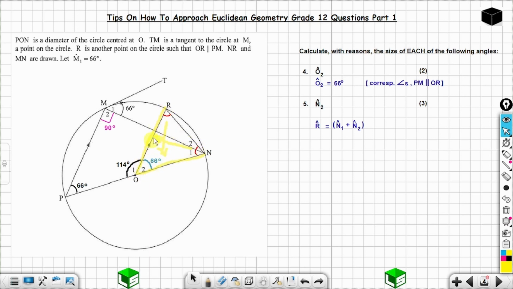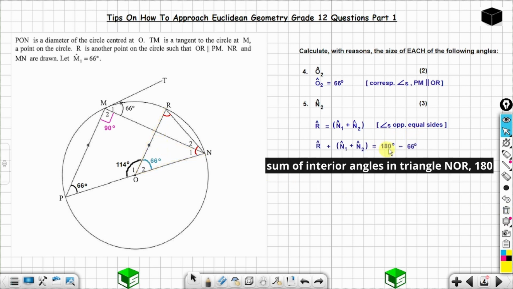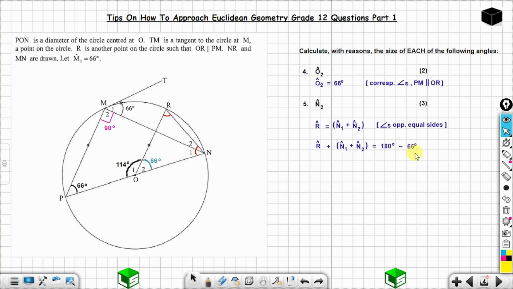This is a radius and this is a radius, so this angle is equal to this angle. The reason is angles opposite equal sides, or angles opposite radii. This is the sum. You subtract this. Now you are going to have 180 minus 66.